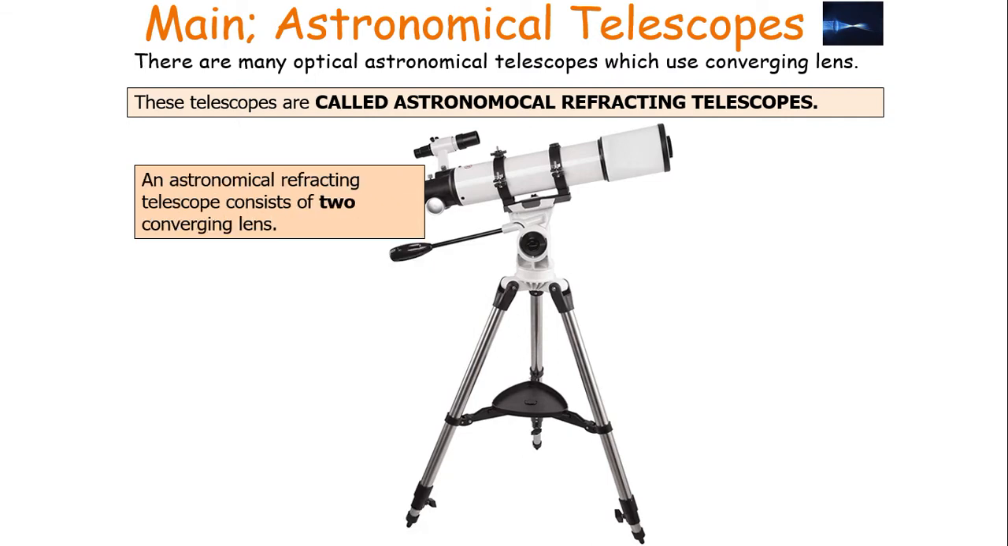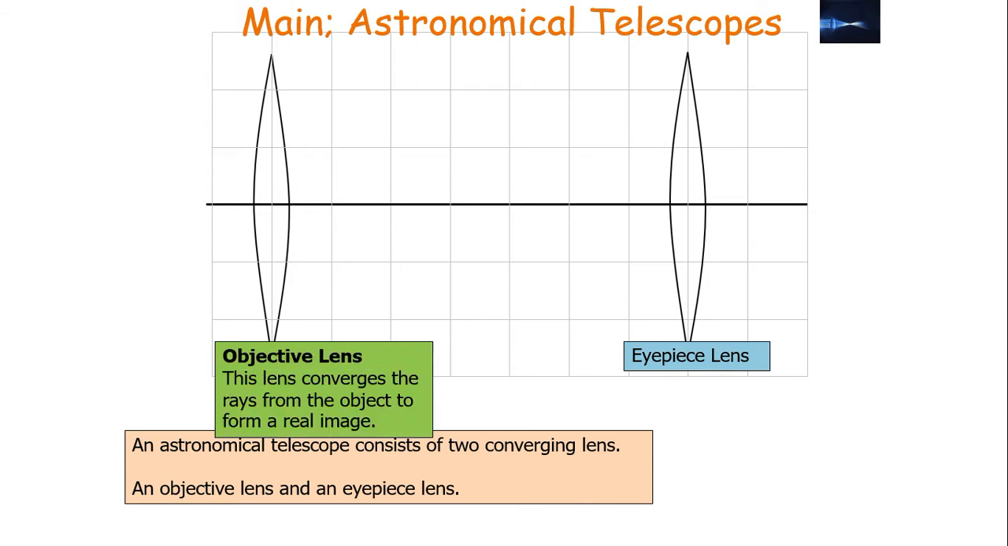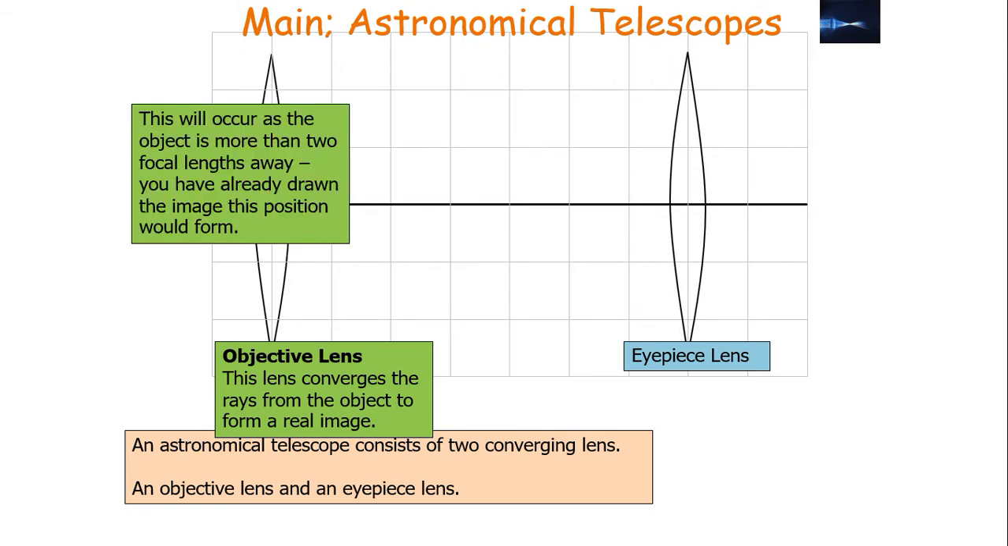instrument. An astronomical refracting telescope consists of two convergent lenses, called the objective lens and the eyepiece lens. The objective lens converges the rays from the object to form a real image. This occurs as the object is more than two focal lengths away, and we've already drawn the image that this position would form in a previous lesson. So it forms a real image, which is what the objective lens does.